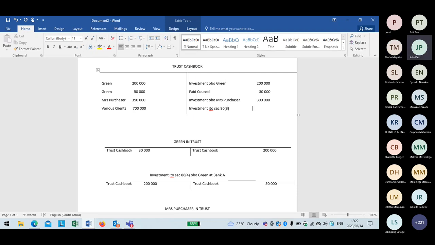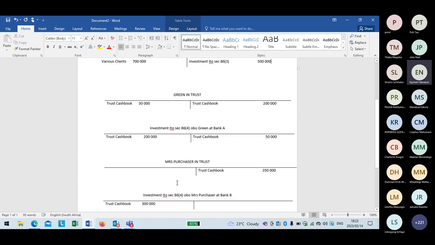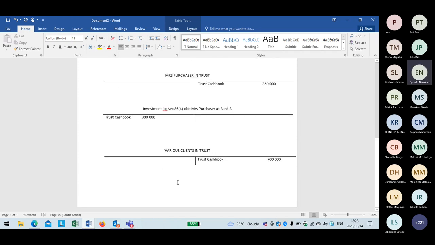Yes. And the amount is? 500,000. From there, where do you go? Investment section 86.3.